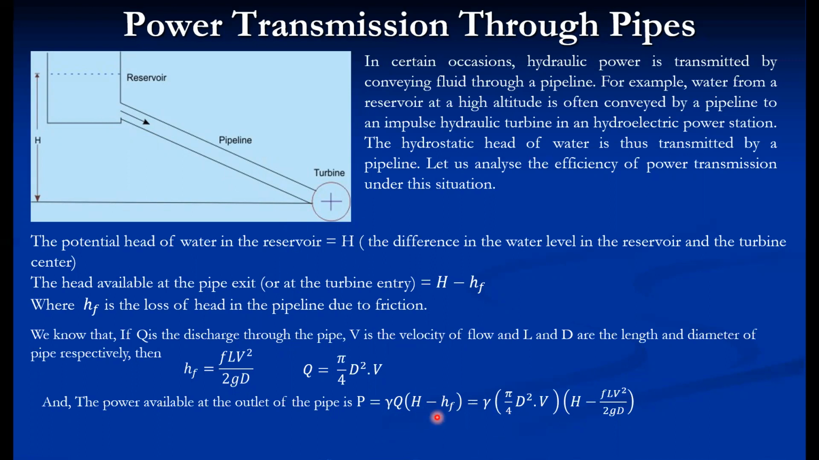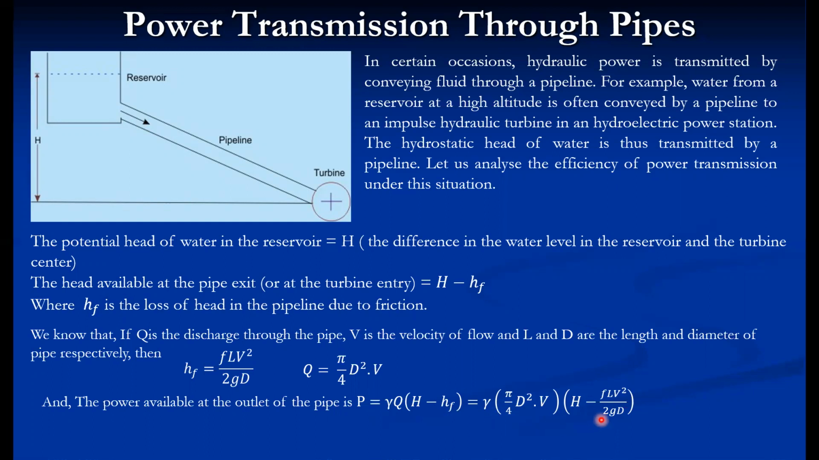Now under this situation, if you see, the power varies with velocity. As the velocity increases, the power increases because discharge increases. But at the same time, head losses are also increased. So we have to investigate the condition, at what value of HF we get the maximum power. Accordingly, we can design the pipeline.